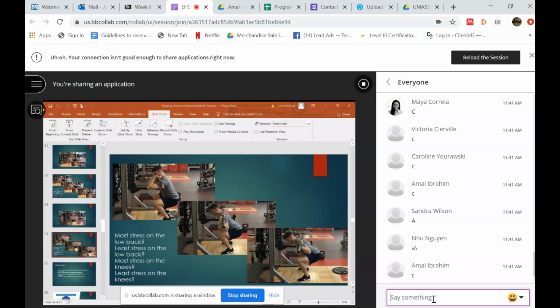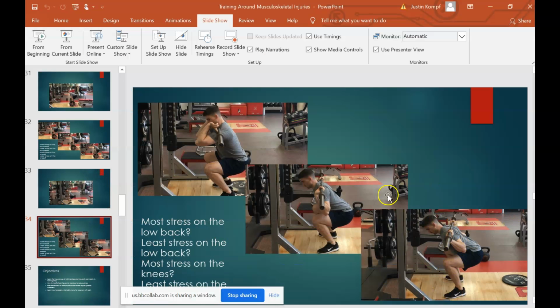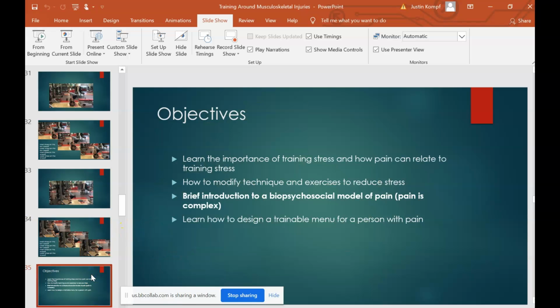So C is going to place the least amount of stress on the knees, smallest moment arm at the knees compared to the other two. All things equal, if the weight is equal.